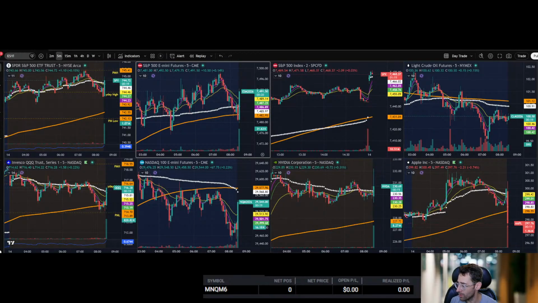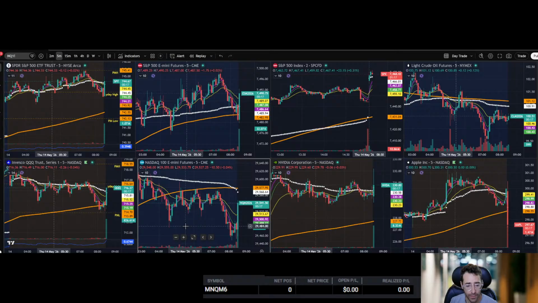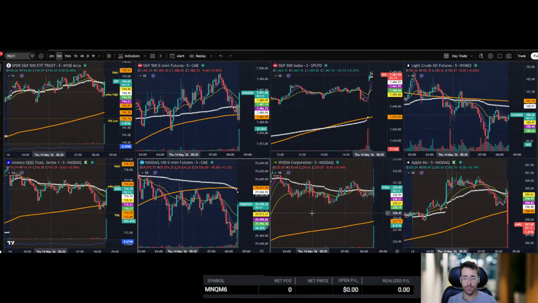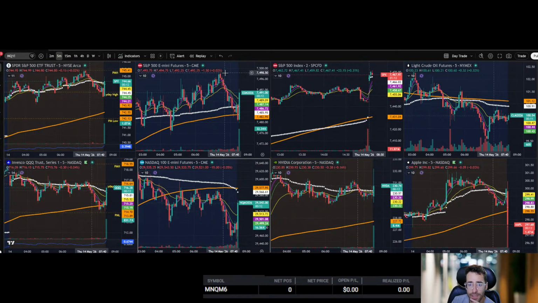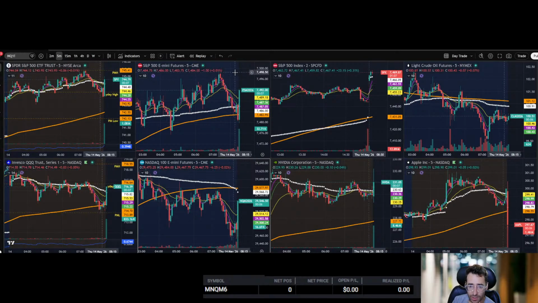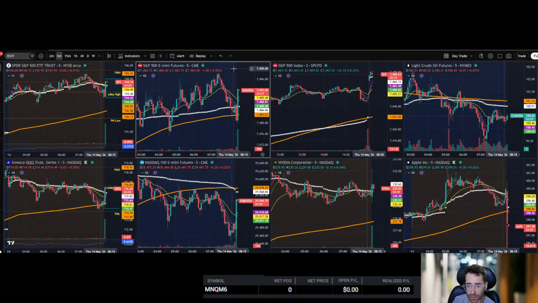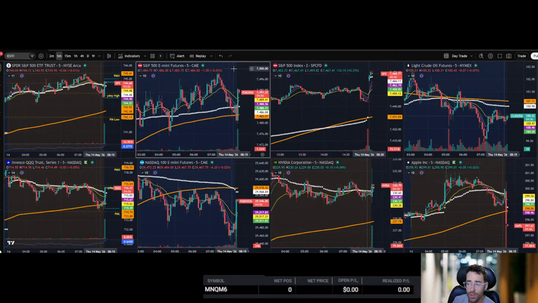Let's see where the homies are. Yeah, so what we're looking for here is ES, which is again the SPY's futures, S&P 500 futures. We're looking for it to reject at this 7,500 level. Why? Because it's a round number and the market loves round numbers. It likes to do stuff at round numbers. So that's why we watch that. So I'm interested in that.